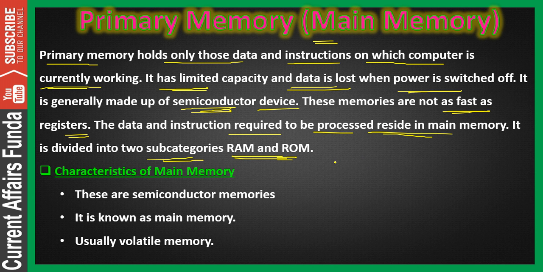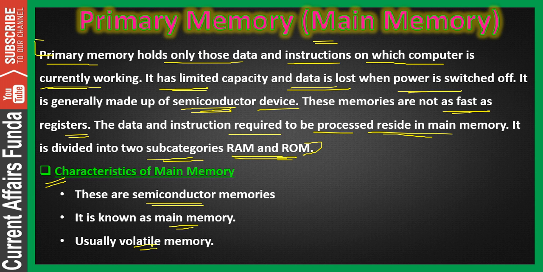Okay, so now I'm coming to the characteristics of main memory. What are the characteristics of main memory? These are semiconductor devices. Whatever I have already told you in my lecture is also a characteristic. So the first one is that it is a semiconductor memory. Next, it is known as main memory, primary memory, also called main memory, and is usually volatile in nature.